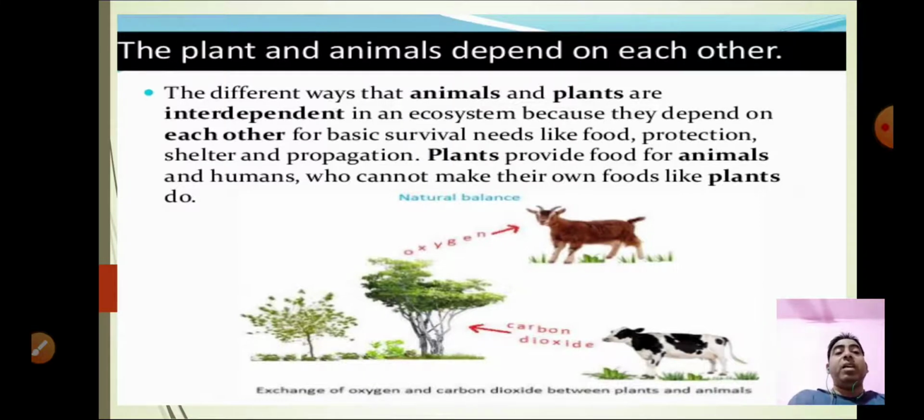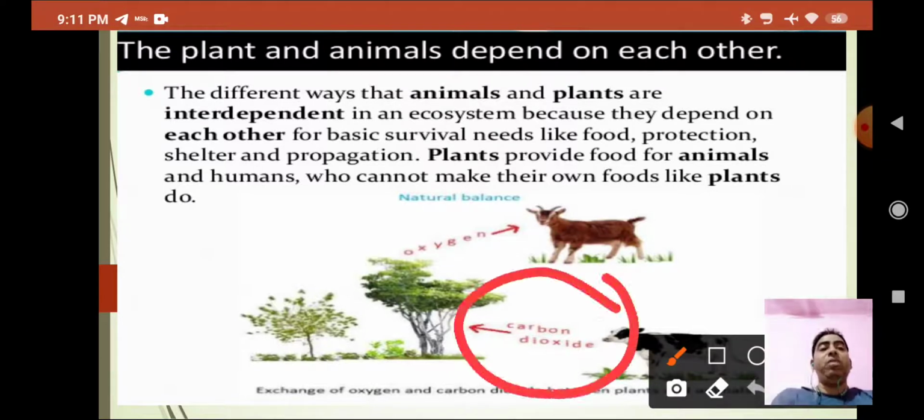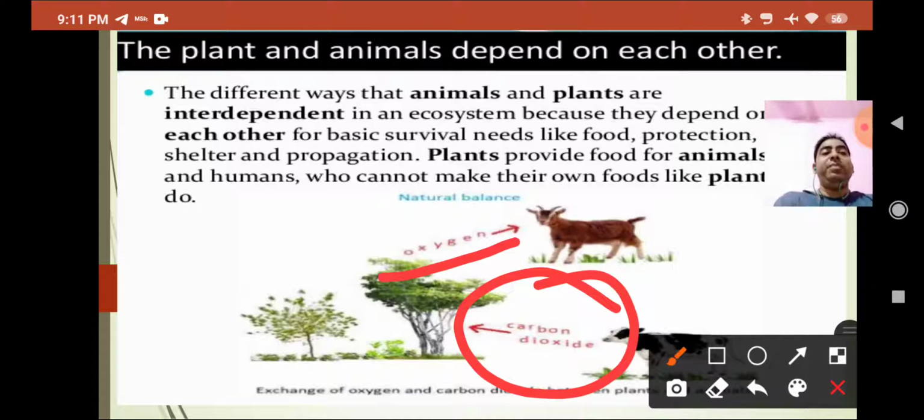When we respire, we give out carbon dioxide, and this carbon dioxide is utilized by the plant to manufacture food. So the plants absorb the carbon dioxide, reducing the pollution, and in place of that they give pure oxygen, so that humans and animals can survive.